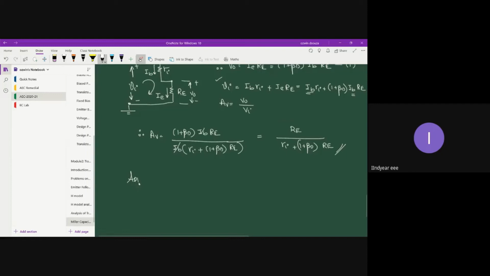Approximate expression, just to show that voltage gain is closer to unity for an emitter follower circuit. So approximation you can do. Numerator remains RE. In the denominator you can write RI plus 1 plus beta D, we shall take it as beta D, into RE.